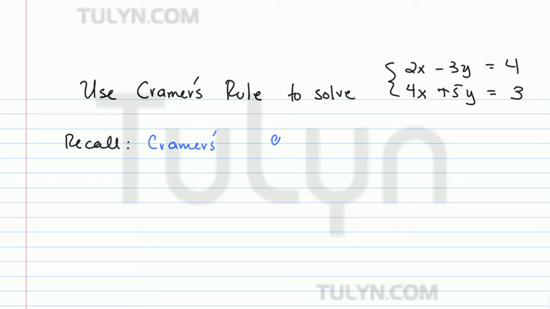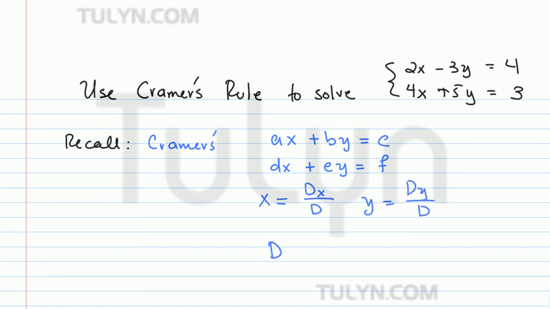if we have a linear system such as ax plus by is equal to c as a first equation, then dx plus ey is equal to f as the second equation, the solutions are given by x is equal to Dx over D and y is equal to Dy over D, where D is just the determinant using the coefficients in x and y. Oops, so b, right? Let's clean that up a little bit. So a, b, d, e.